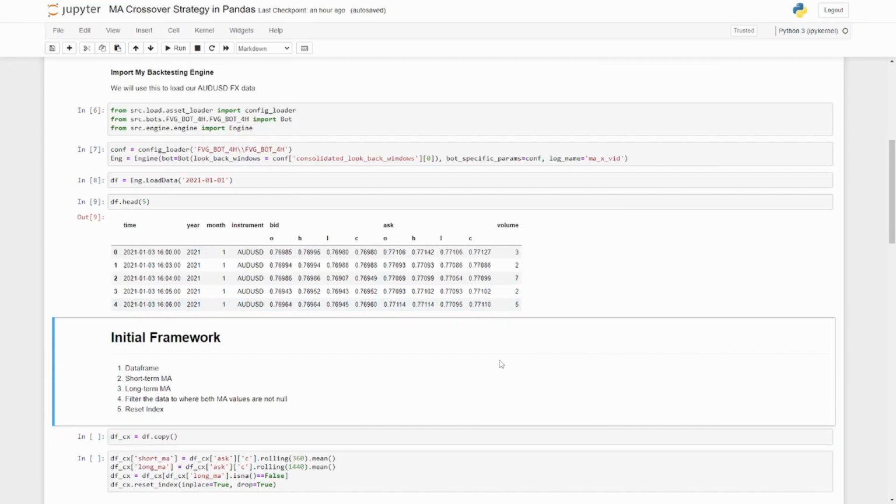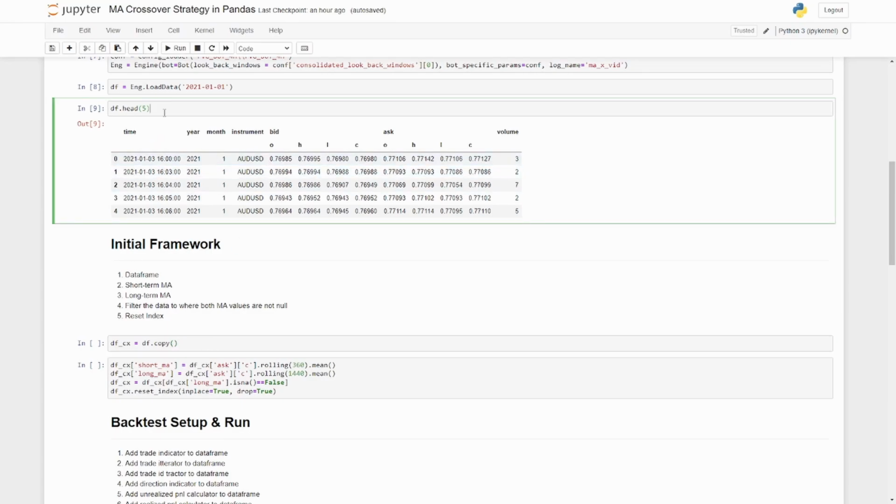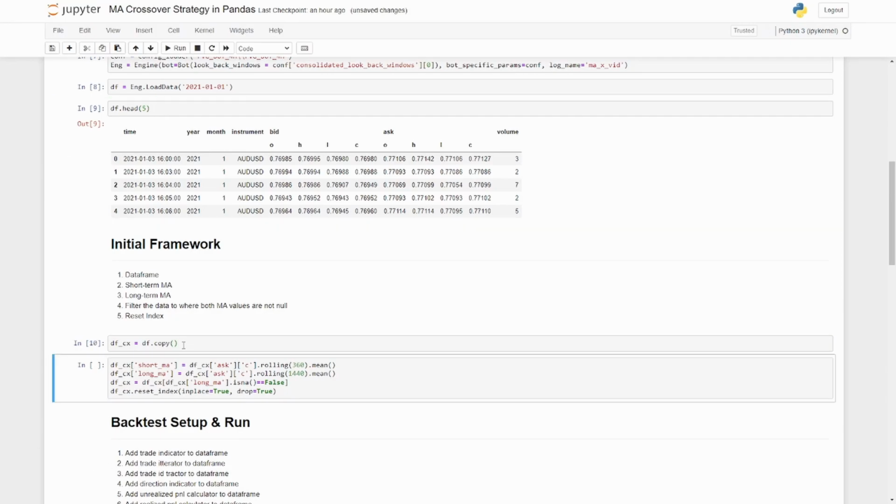Now let's get into setting up the initial framework for the backtest we're going to do. First, I'm going to take the data that I loaded from my engine and make a copy of it. Making a copy means that whenever I make a change to the data frame, it won't change the original data. This can be useful if I want to go back and reuse the original data, as if I were to use it right now and make changes to it, it would change the original data. So we're just making a copy in case I ever want to reference it again and I don't want to go through the process of reloading my data. So we make a copy of the data, and we'll run that right now.